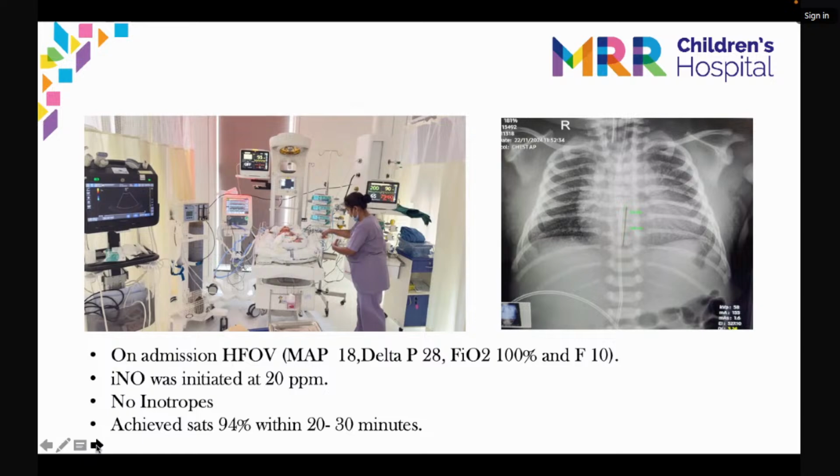Once HFOV was started, in the next half an hour to 1 hour, inhaled nitric oxide was also started at 20 parts per million. Initially, we did not give any inotrope. Just by recruiting the lung and starting inhaled nitric oxide, we achieved saturations of around 94% within half an hour.